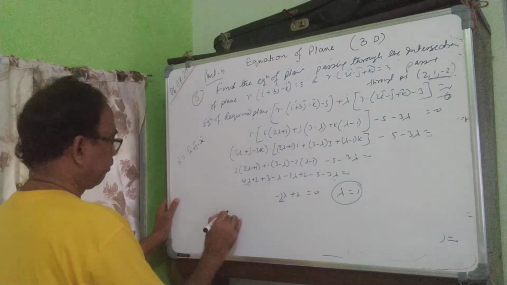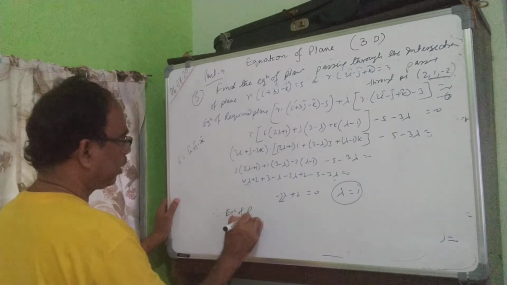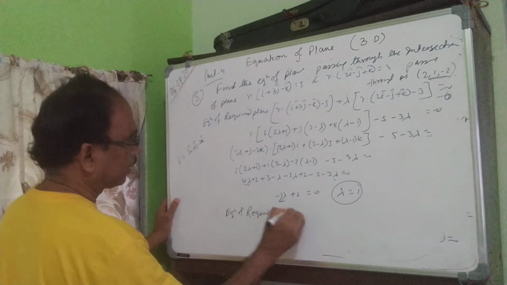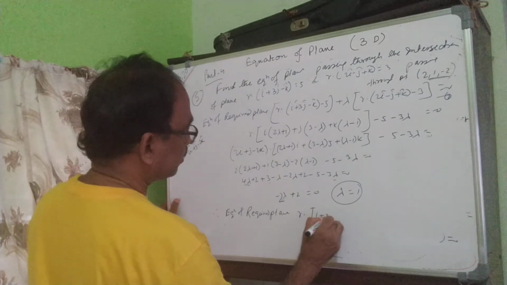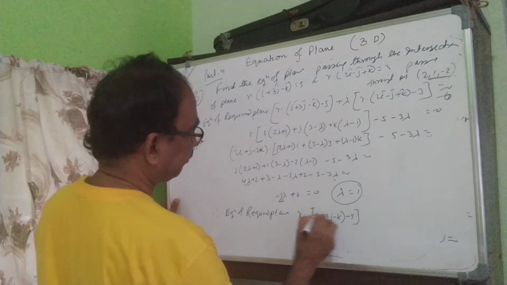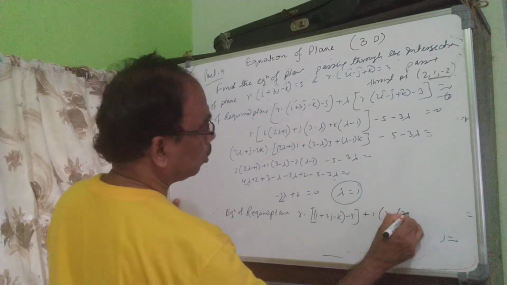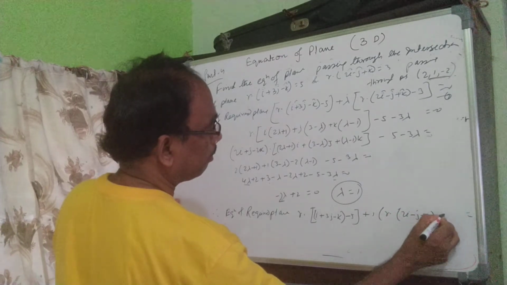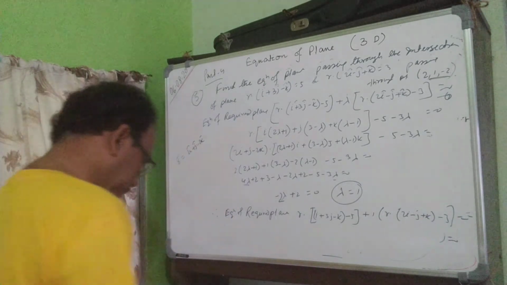Therefore, the equation of the required plane is r dot (i + 3j - k) - 5 + λ(r dot (2i - j + k) - 3) = 0.